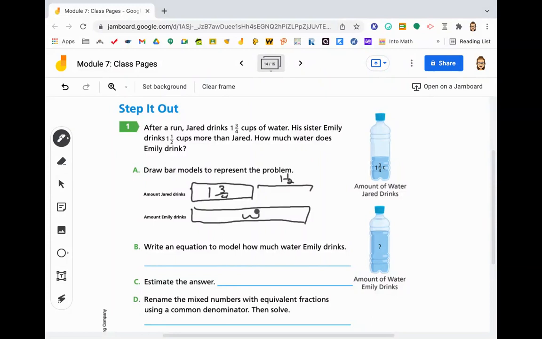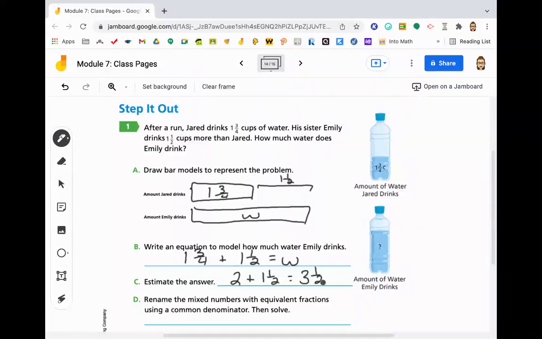It says write an equation to model how much water Emily drinks. Well, we were trying to figure out the total of these two right here. So it would be 1 3/4 plus 1 1/2 equals W. Then it says to estimate the answer. Well, 1 3/4 would be close to 2, and 1 1/2 would be close to 1 1/2. So that's going to equal 3 1/2.